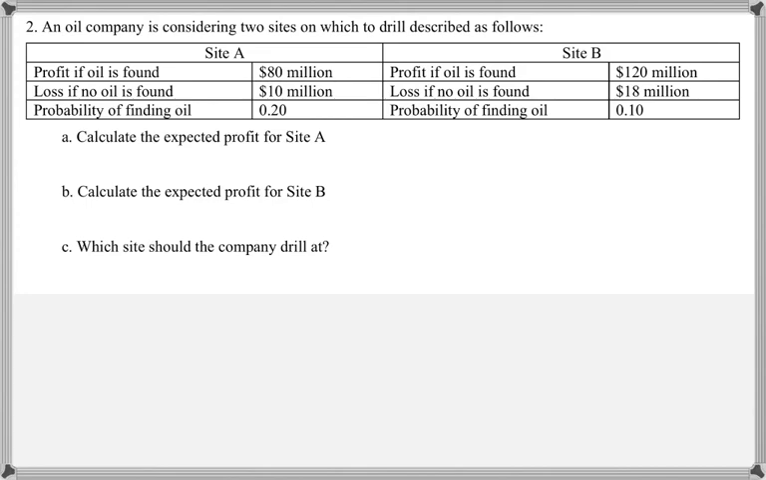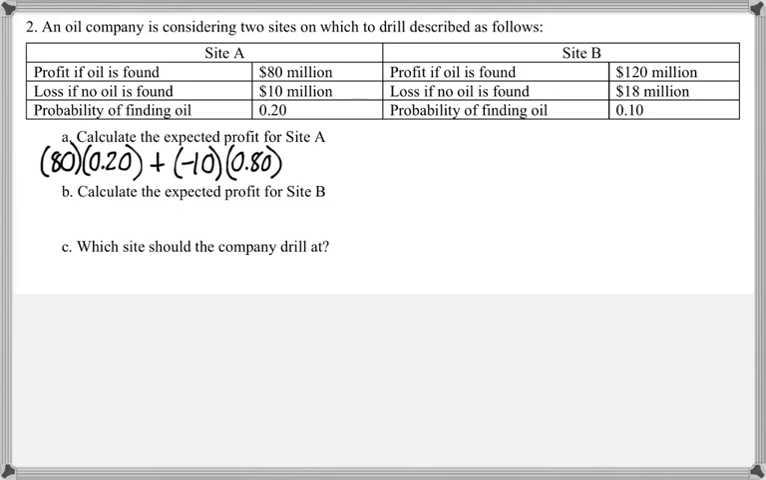So part A says, calculate the expected profit for Site A. So I want to take the $80 million and multiply it by its probability, which is 0.20. Then we need to look at the loss, which is $10 million. So that's going to be a negative 10, and its probability is going to be 80%.